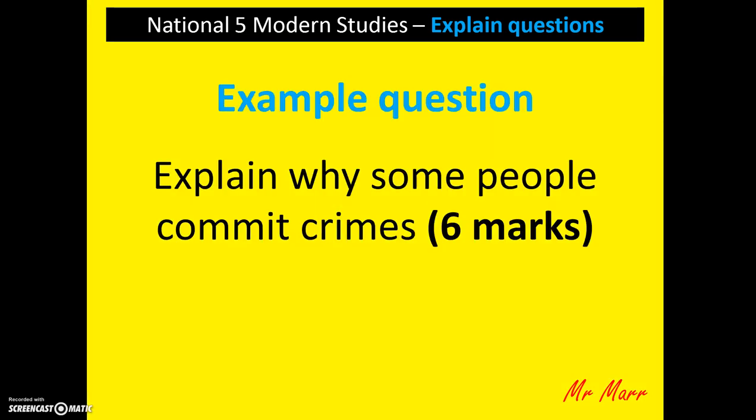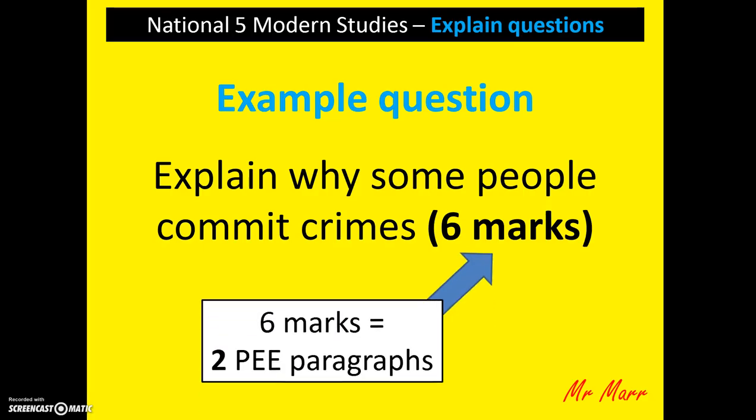Let's look at an example question which is drawn from the crime topic. In this case, we will explain why some people commit crimes. Remember, when you answer these questions, it's important that you actually explain why the issues you identify are relevant. And remember, 6 marks, you may wish to write 2 P paragraphs, which would give you your marks.